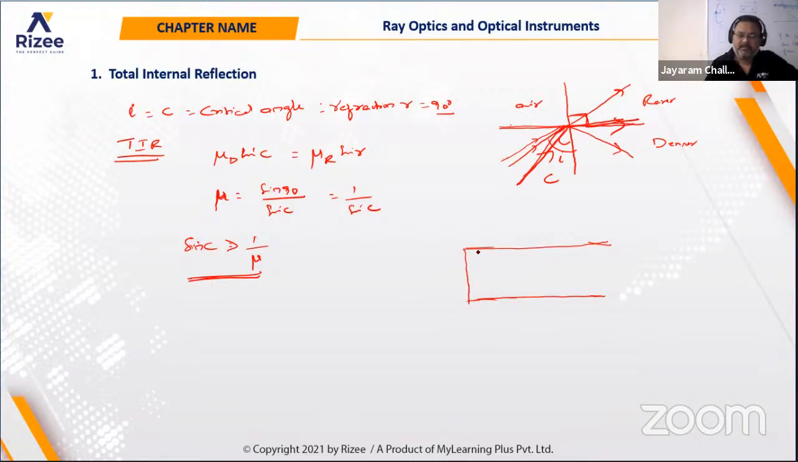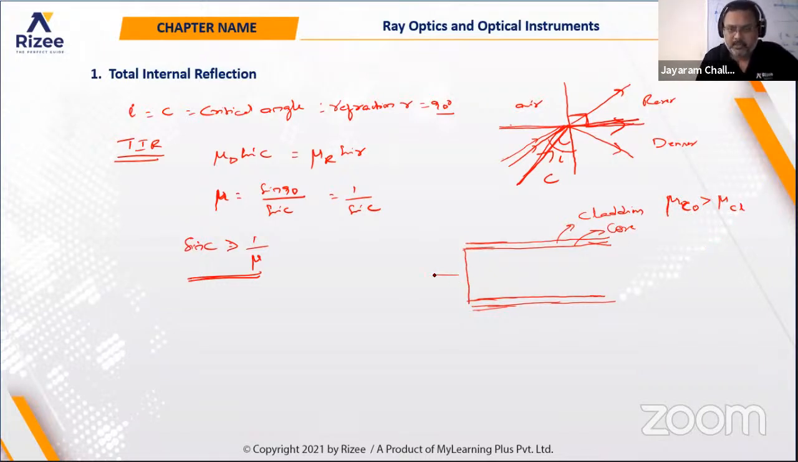If we consider any optical fiber, it consists of two layers like this. The inner layer is called the core, and this layer is called the cladding. The refractive index of the core will be greater than the refractive index of the cladding. That means whenever the light ray enters the optical fiber, it is moving from a denser medium to a rarer medium.